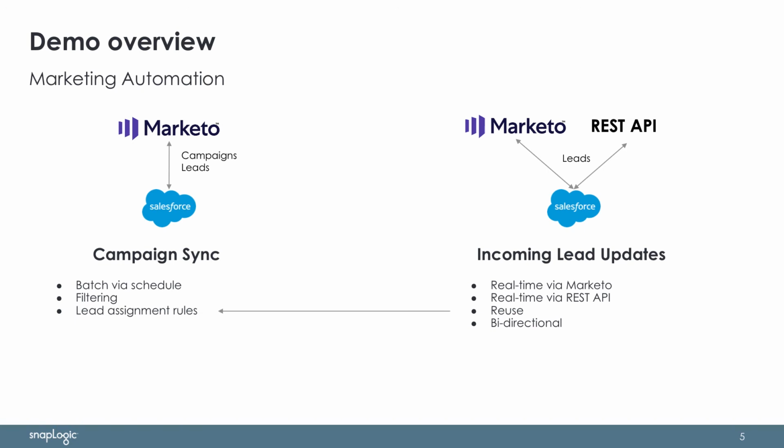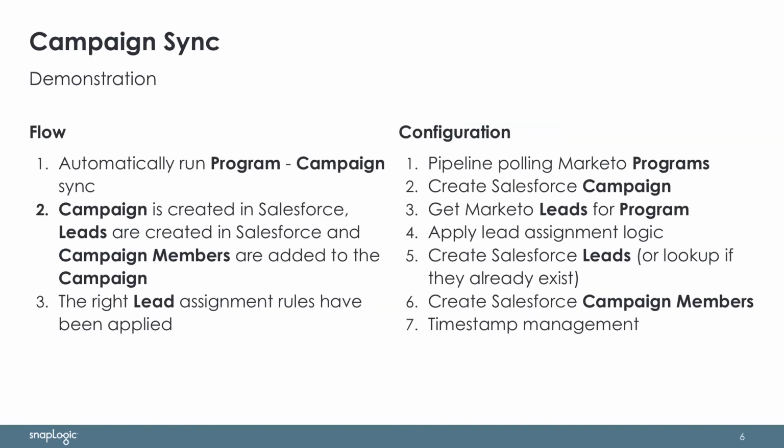Now, what if there's a new lead update coming in from Marketo that we want to sync to Salesforce, or maybe there's an update or new lead coming in from another system like a REST API? Now, the idea here is to reuse some of the logic that we just looked at for the Marketo Salesforce sync. So in this flow, a new lead will be imported to a Marketo program, and then a Salesforce lead will be created in real time and added as a campaign member to the Salesforce campaign.